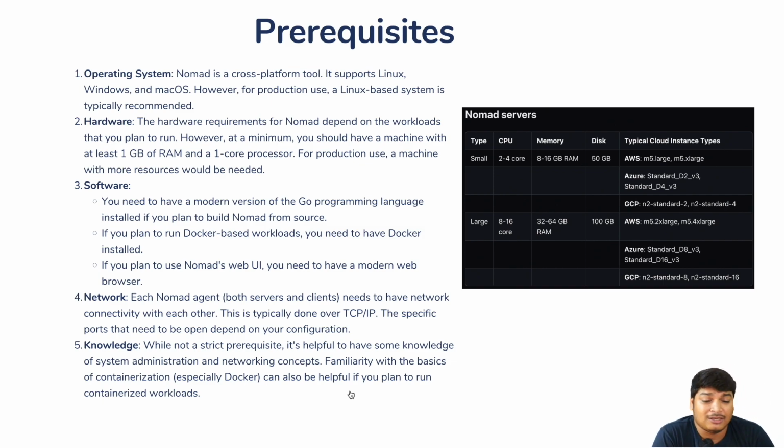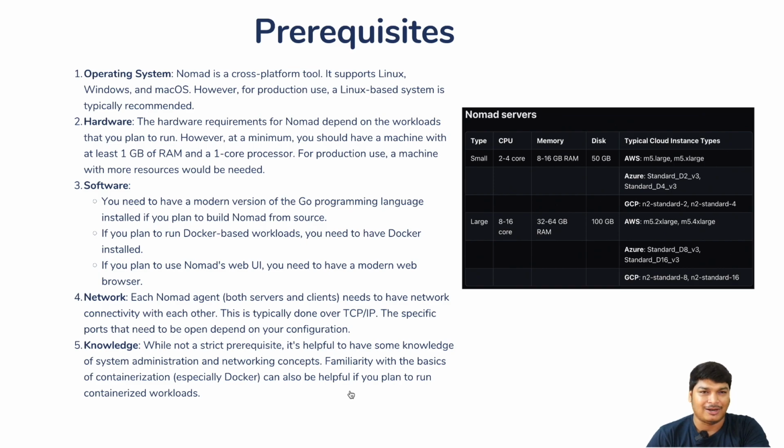For AWS, it's M5 2xlarge and M5 4xlarge. For Azure, standard D8 v3 and standard D16 v3. For GCP, N2 standard 8 and N2 standard 16. Now, these are just recommendations. Based on your workload and requirements, you should select the server type you want to run, that is, how much CPU and how much RAM you should have.